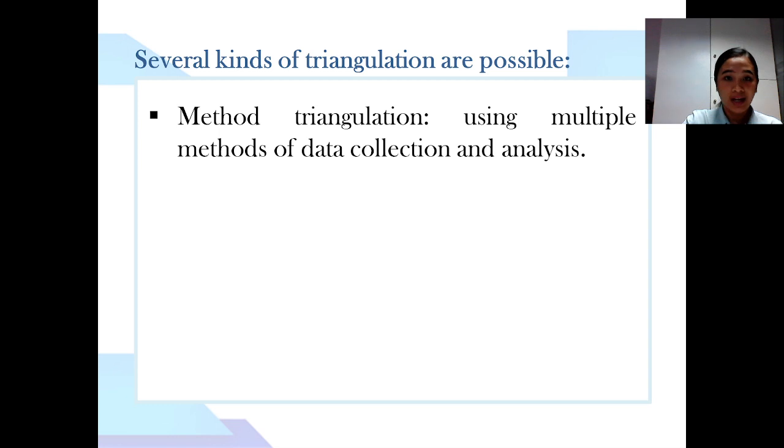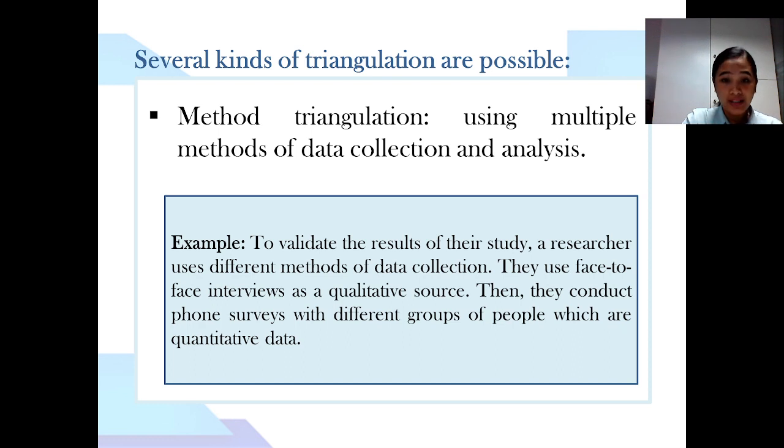So we have several kinds of triangulation. First is the method triangulation, using multiple methods of data collection and analysis. For example, to validate the results of their study, a researcher uses different methods of data collection. They use face-to-face interviews as a qualitative source. Then they conduct phone surveys with different groups of people, which are quantitative data. Using both methods prevents the researcher from incorporating research bias.